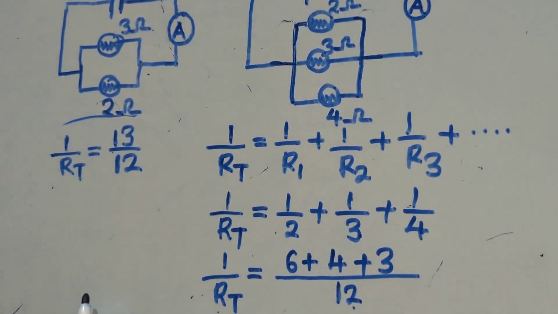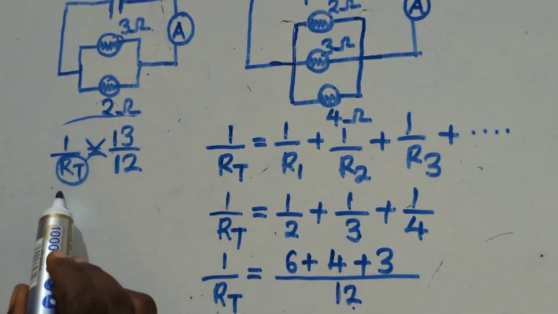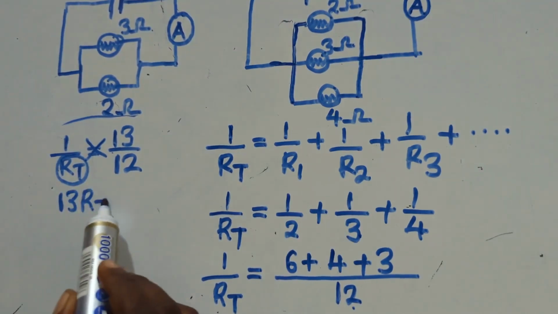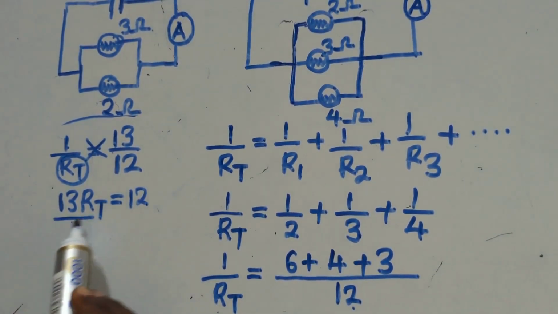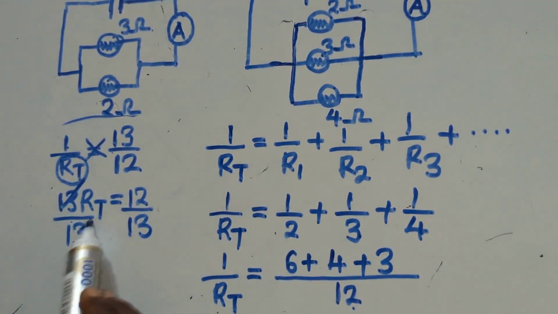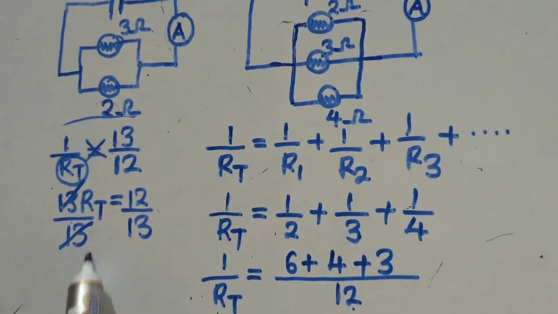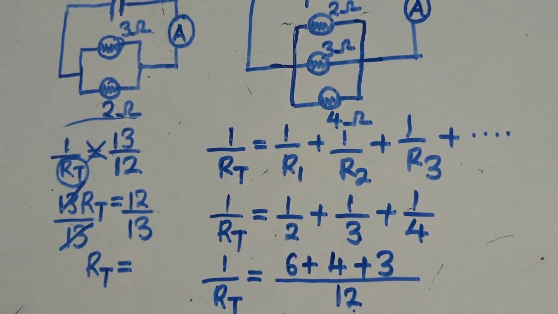From here, you cross multiply. This is what we are looking for. We cross multiply and get 13 times total resistance is equal to 1 times 12, which is 12. We divide both sides by 13 so that the 13s cancel out. The answer is total resistance is equal to 12 divided by 13, which is 0.923 ohms.